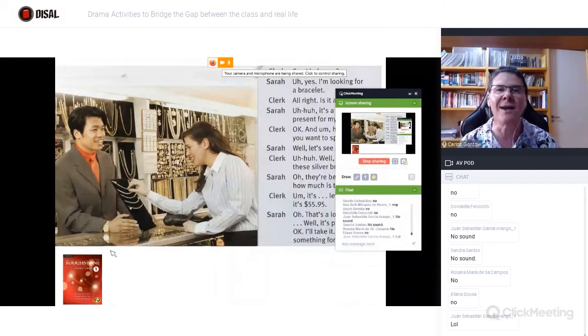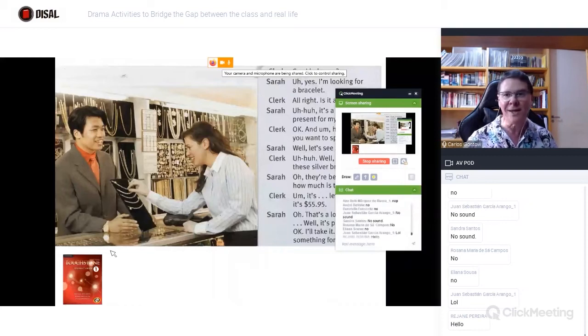If you're working with private students, online students, they can have a puppet and they have to repeat. When you are teaching one-to-one, usually the teacher does one part and the student does the other part. But here they can do both parts.